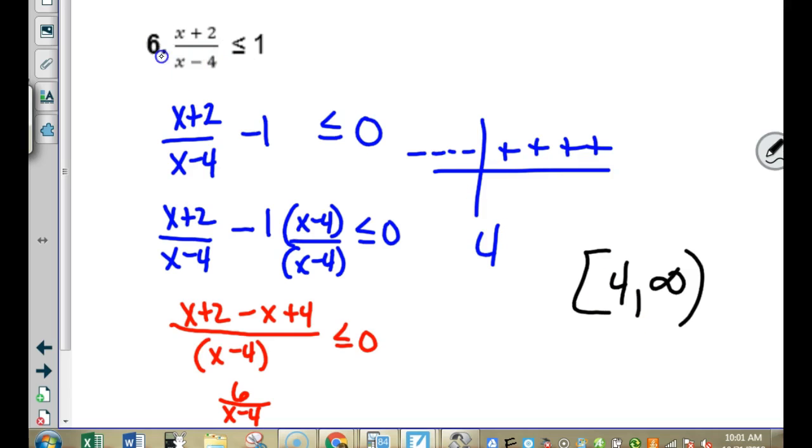I can't put the bracket because putting a 4 in would have made that not part of the domain or divide by 0. So it is just a parenthesis, even though it said or equal to.